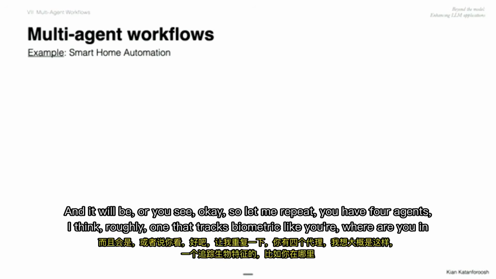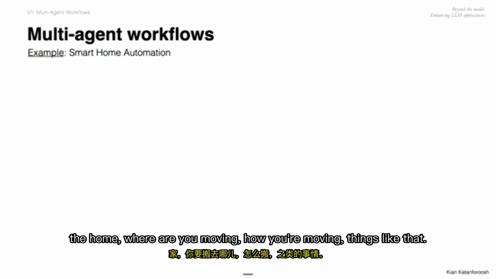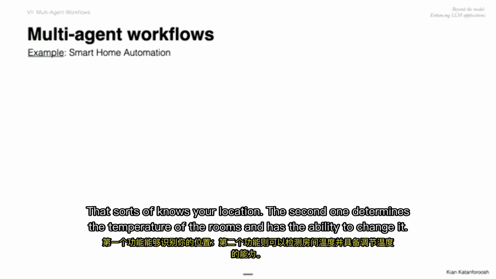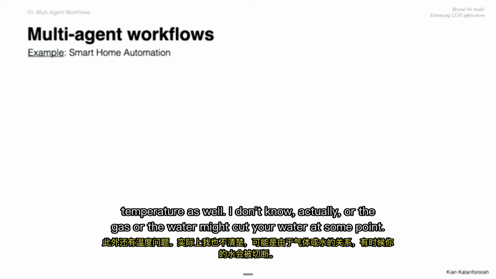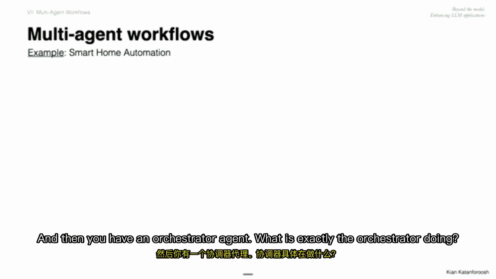Okay, so let me repeat. You have 4 agents, roughly. One that tracks biometrics, like where you are in the home, where you're moving, how you're moving, things like that. That sort of knows your location. The second one determines the temperature of the rooms and has the ability to change it. The third one tracks energy efficiency and might give feedback on energy usage, and maybe it has control over the temperature as well. I don't know, or the gas, or the water, it might cut your water at some point. And then you have an orchestrator agent.